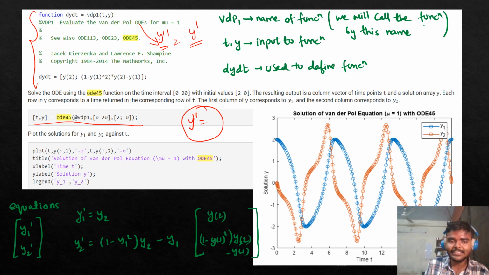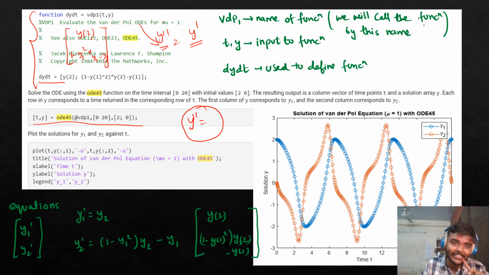So here we are defining a matrix, that is this matrix. I will be writing y2, 1 minus y1 square into y2 minus y1. So this matrix we are writing in this form. MATLAB is matrix laboratory, as you can see in the definition also. So all the things work here in a matrix form only, so that's why we are writing it in a matrix form.